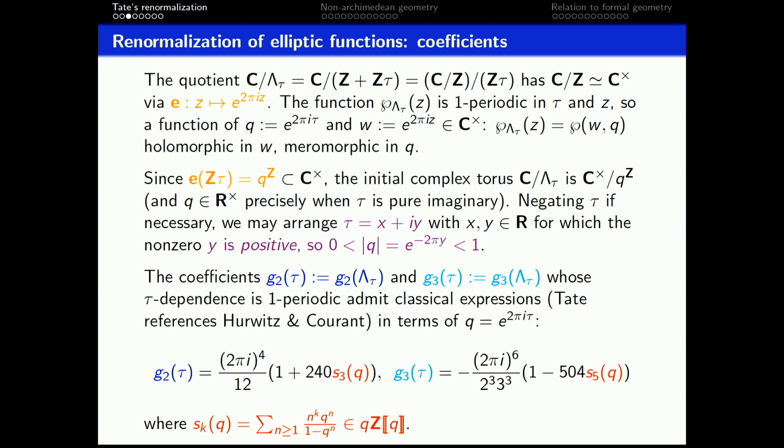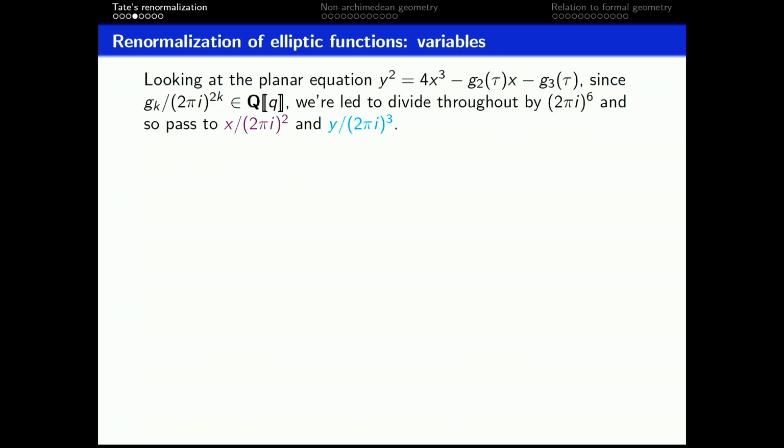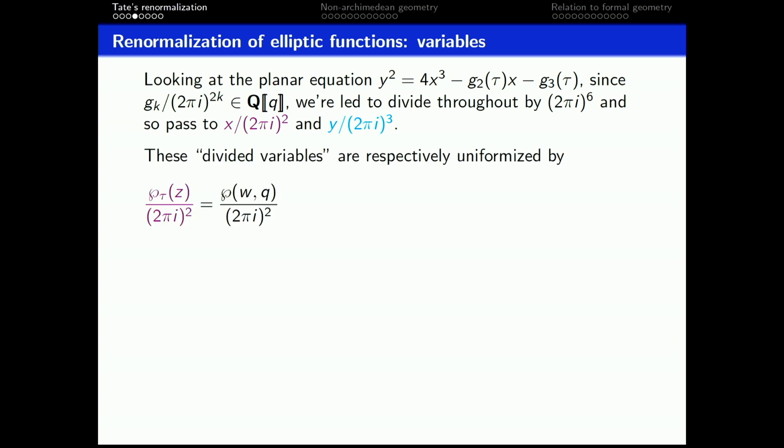Okay, so this is the basic setup of classical elliptic Weierstrass functions. In particular, each of these divided by the appropriate power of 2 pi i is a power series with rational coefficients. So now we come back to our cubic. If we look at the degrees of everything and we divide through by 2 pi i to the 6th, we can absorb this appropriately into y as a cube and x as a square and into these terms, so that the whole thing becomes more cleanly normalized.